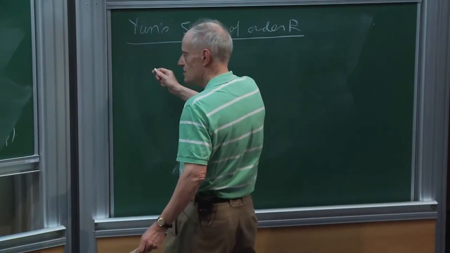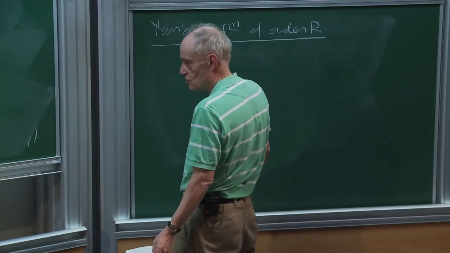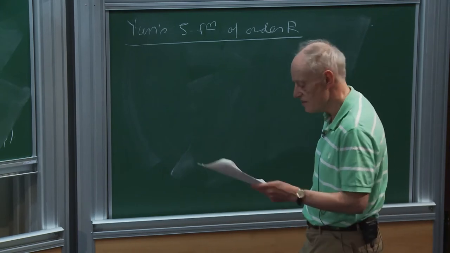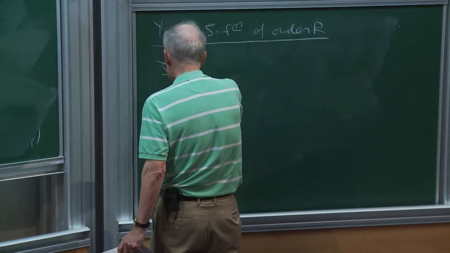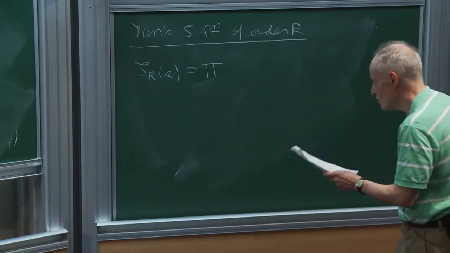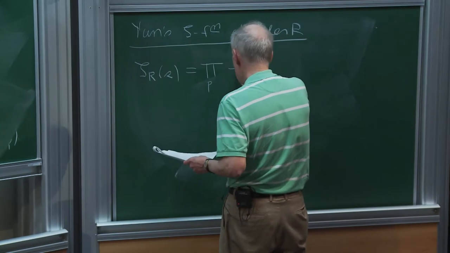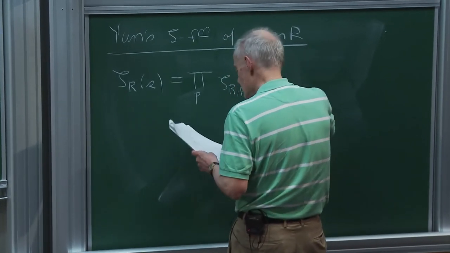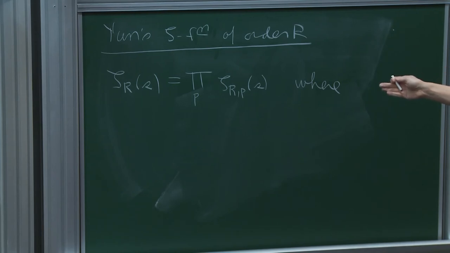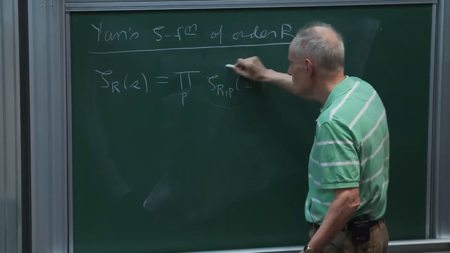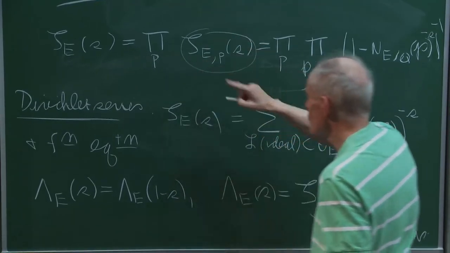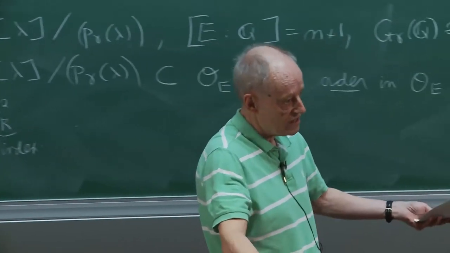But his zeta function is a generalization of the Dedekind zeta function, which reduces to it when the order is simply the ring of integers O_E in the field. So let's write it as zeta R of S, R being this order, and it has many of the same properties. It has an Euler product, zeta R P of S. I won't give the definition of it, but these Euler factors are given by a Dirichlet series, as these are. And the local Euler factor for the Dedekind zeta function is a Dirichlet series.